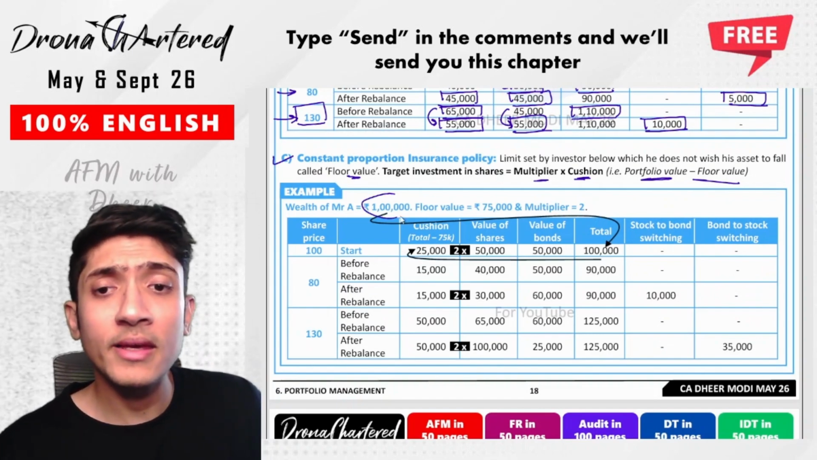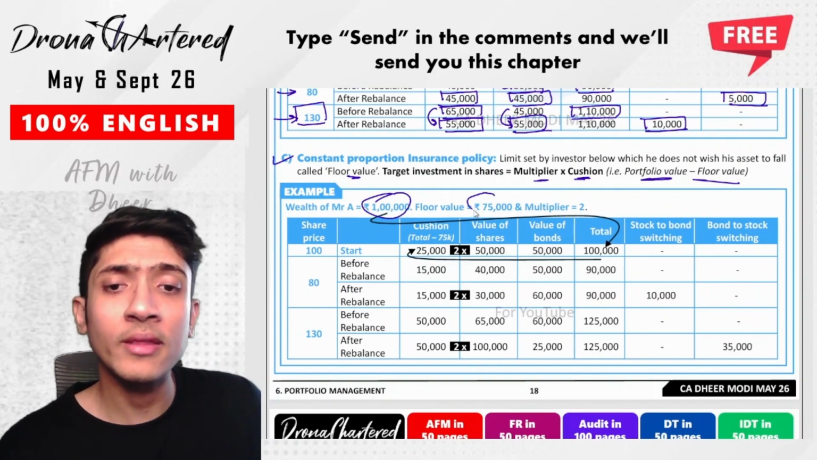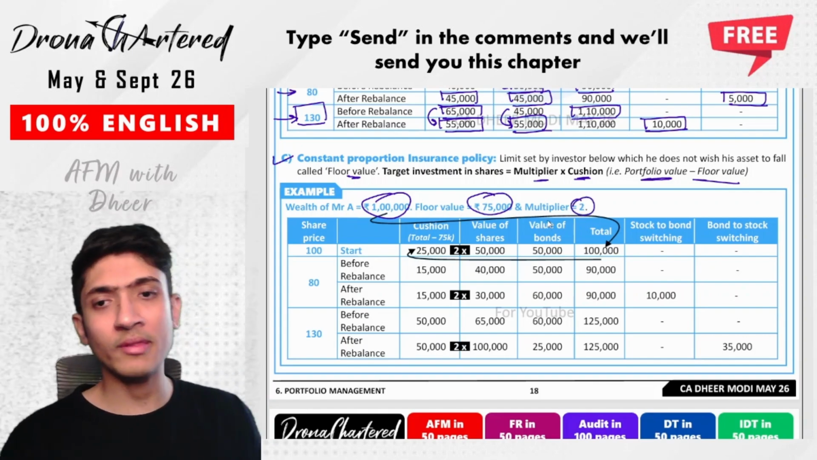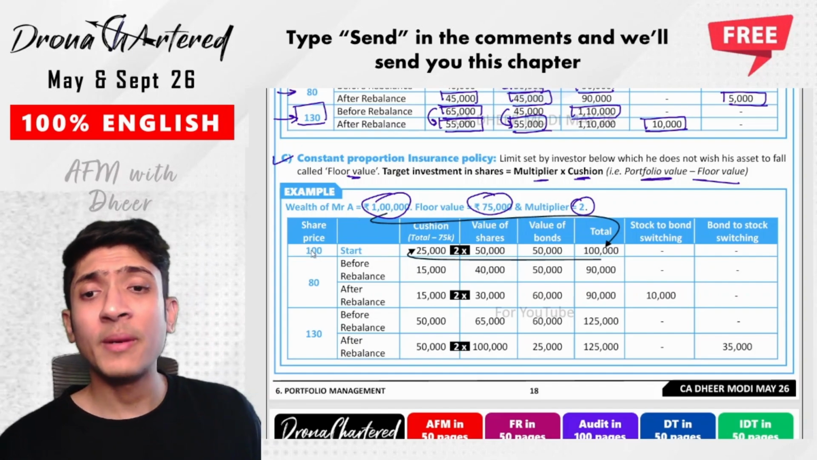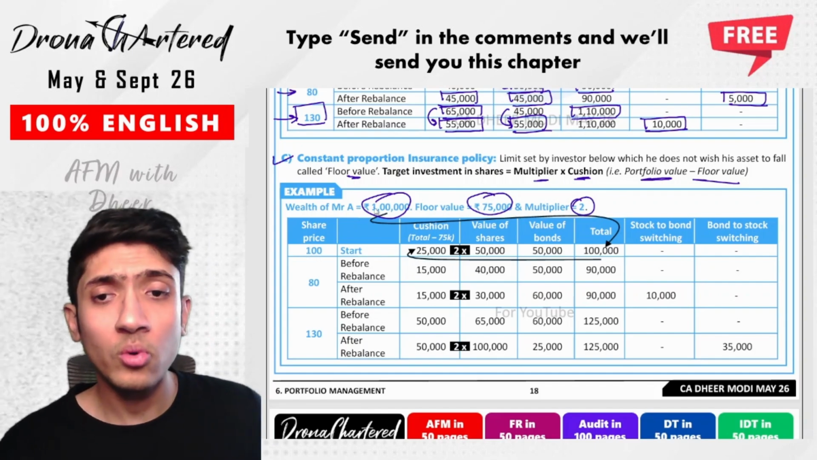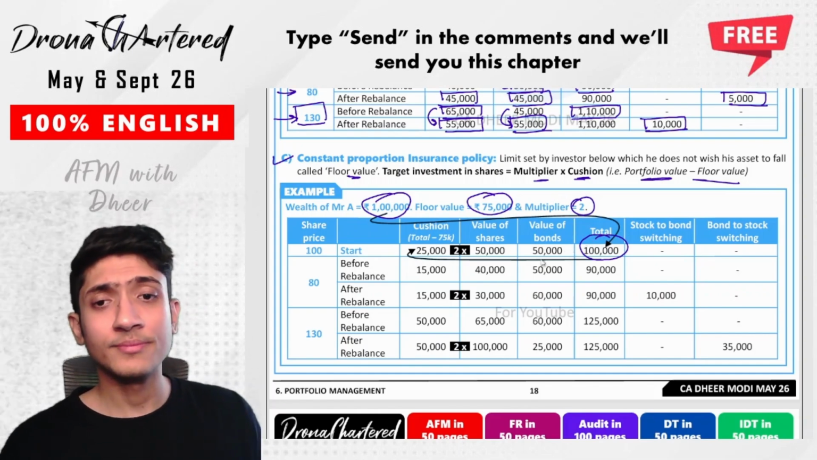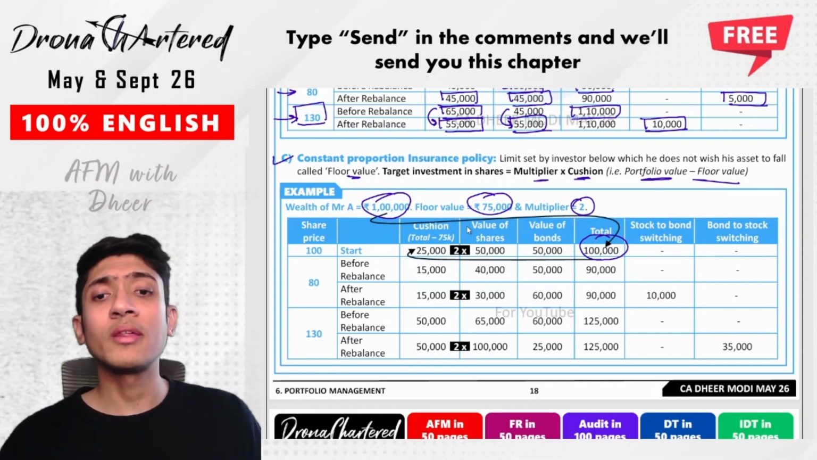Wealth of Mr. A is 1 lakh. Floor value he has set as 75,000 and multiplier is 2. Okay, this is what is given. At the start, the price is 100 rupees. So your portfolio total worth starts with 1 lakh. And it says that floor value should be 75,000.